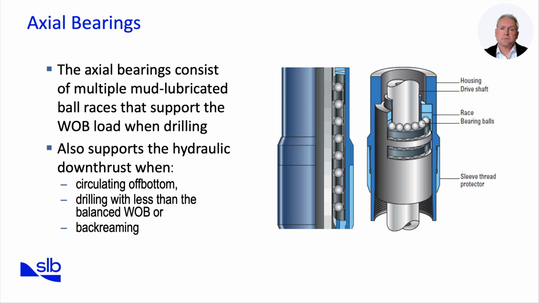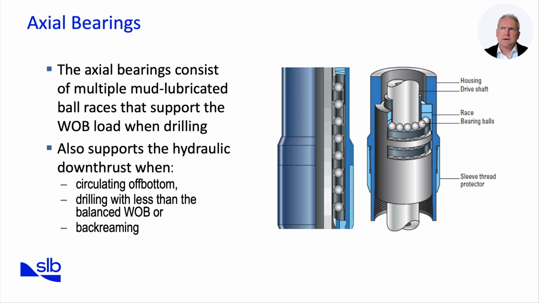When circulating off bottom, back reaming, or operating with insufficient weight on bit, hydraulic thrust dominates and applies downward forces. The actual bearing load is calculated as weight on bit minus hydraulic thrust, meaning engineers must balance these opposing forces to optimize performance. Excess weight on bit can overload bearings, while insufficient weight on bit increases hydraulic thrust effects, both scenarios reducing bearing life. Mud lubricated axial bearings rely on drilling fluid for cooling and lubrication, which underscores the importance of managing solids content and mud chemistry.